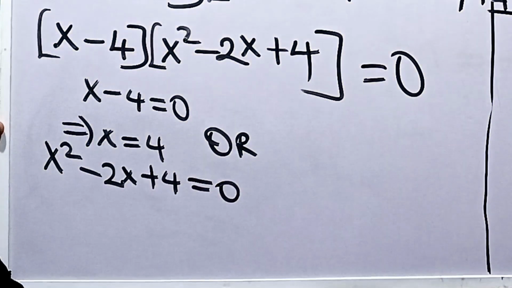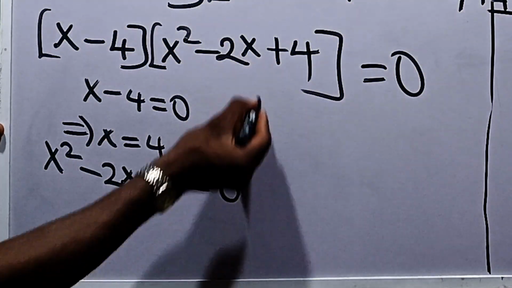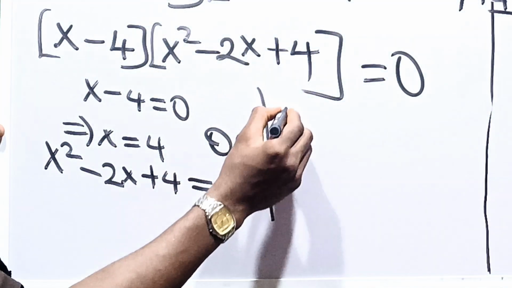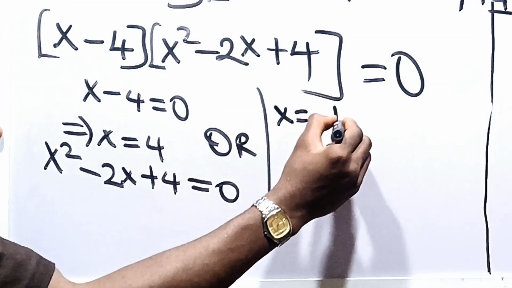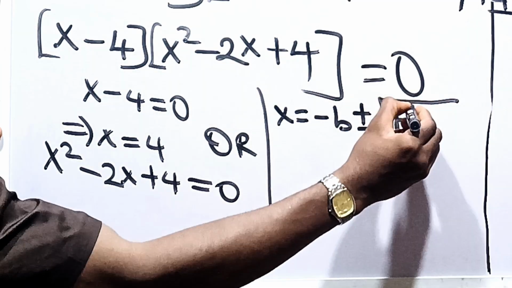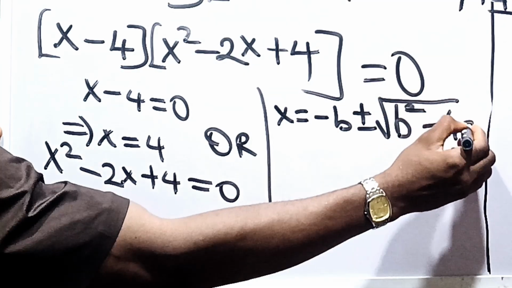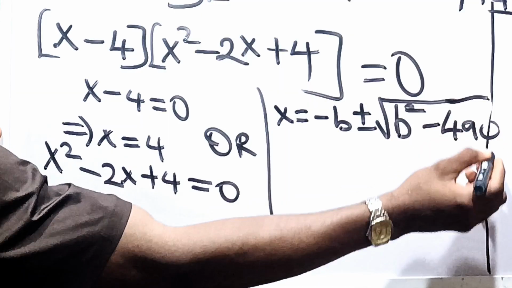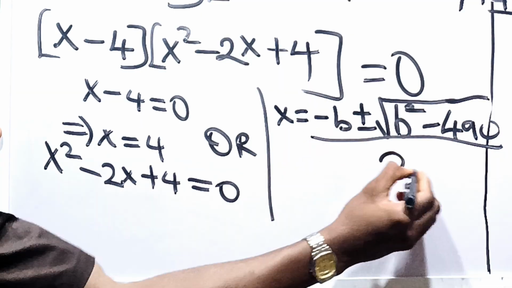From here, we can use the quadratic formula. What does the quadratic formula state? The quadratic formula states that x will be equal to minus b plus or minus the square root of b squared minus 4ac, all over 2 times a.